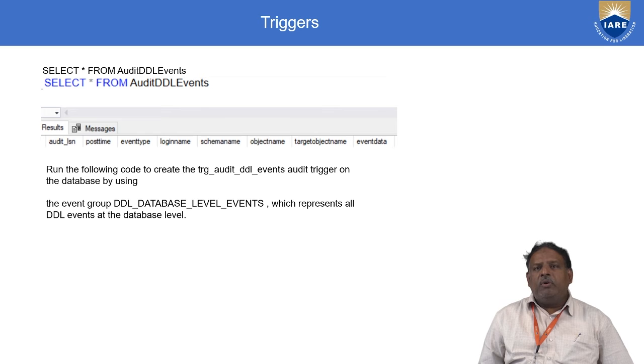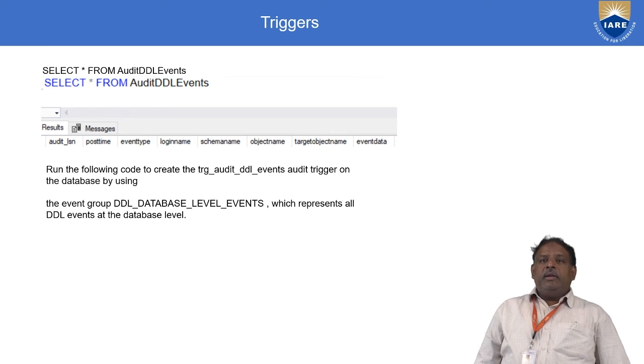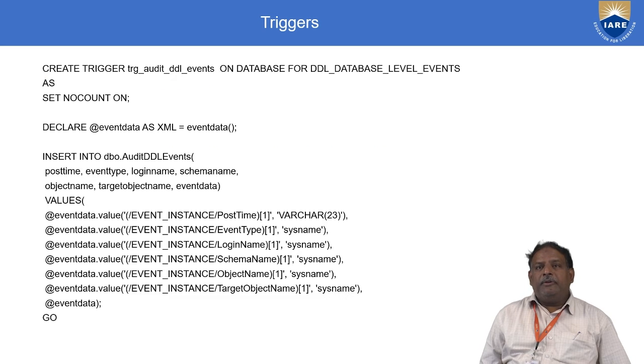Now run the following code to create the trigger trg_audit_DDL_events on the database we're using. Earlier, in the DML, we were creating triggers on a database table. Here we are creating at the database level. The trigger name is trg_audit_DDL_events, on the current database, for DDL_DATABASE_LEVEL_EVENTS. So I'm writing a trigger at the database level.